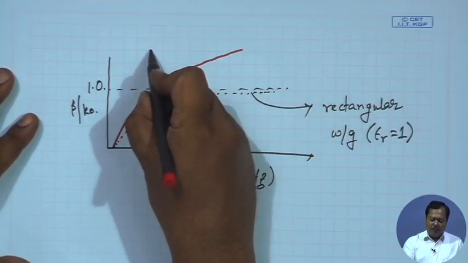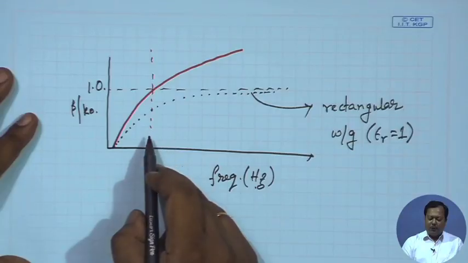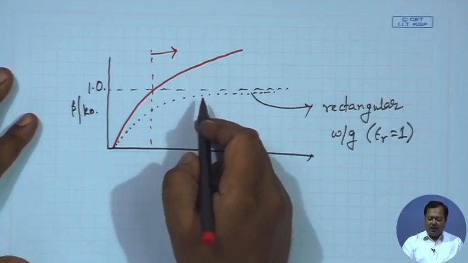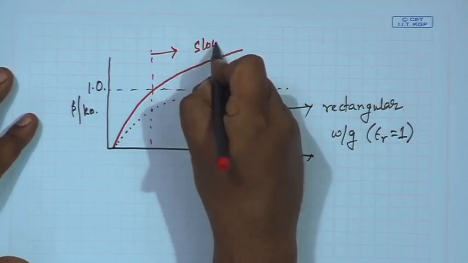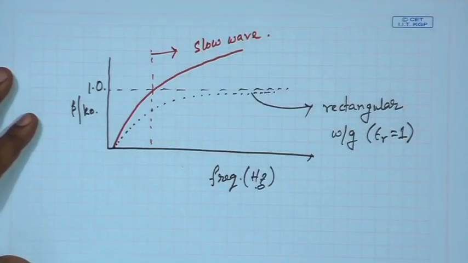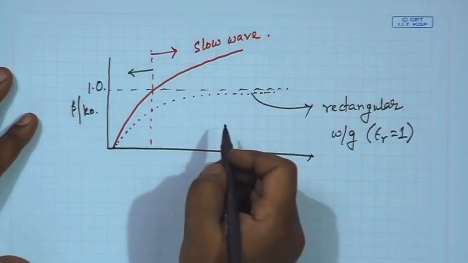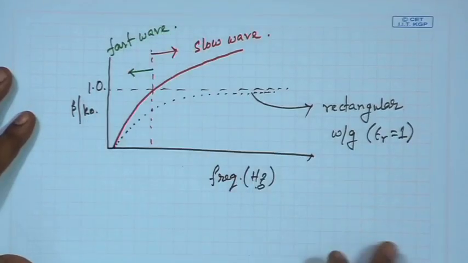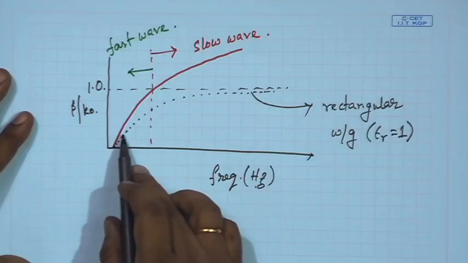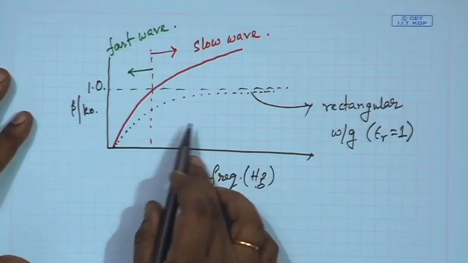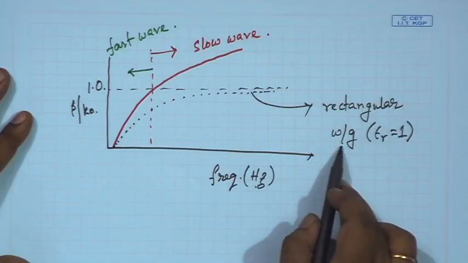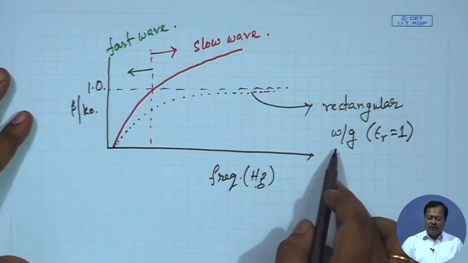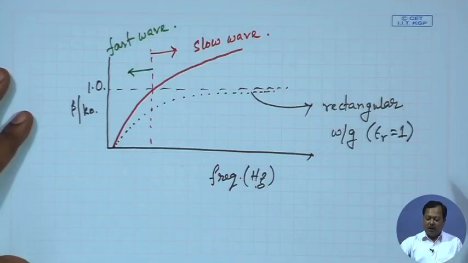Now for SIW, if I plot beta by k naught, then it supports both slow wave as well as fast wave. So for this part, beta by k naught is more than 1, so it represents the slow wave region, and the left hand side part for which beta by k naught is less than 1 represents the fast wave region. So what we see then, SIW supports both fast wave and slow wave. This is not just for SIW. For an air filled rectangular waveguide, if we load it with some dielectric material, for that case also we will see that it supports both fast wave and slow wave.